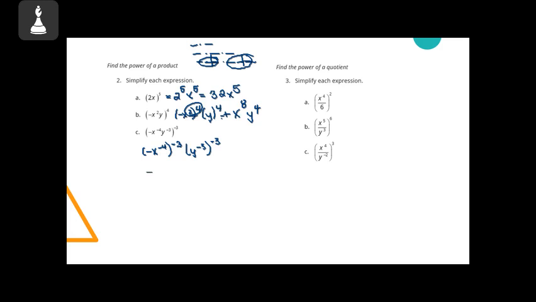When you do a power to a power, you're going to multiply your powers. So negative 4 times negative 3 is positive 12. So I have negative x to the 12th. And if I do the y's here, power to a power, multiply powers. Negative 3 times negative 3 is 9. So the final answer is negative x to the 12th, y to the 9th.